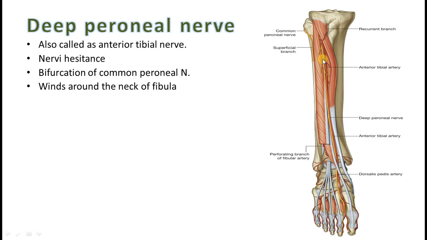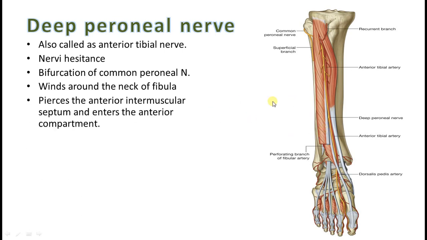It is also called the nervi hesitans. That means it is hesitating to cross the artery. It is lateral to the artery. Then in the middle of the leg, it comes anterior to the artery as if it is going to cross, but it never crosses and maintains its laterality. So that is why it is called the nervi hesitans.